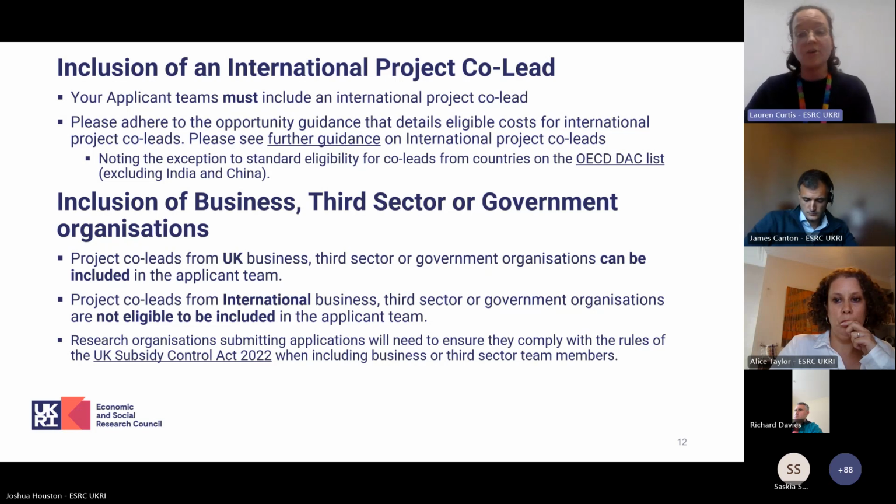Just to recap, all applications need to be submitted through the funding service and before the deadline of the 12th of December 2024. You can find details on how to meet the assessment criteria on the Opportunity Funding Finder, and all applications must include an international project co-lead.